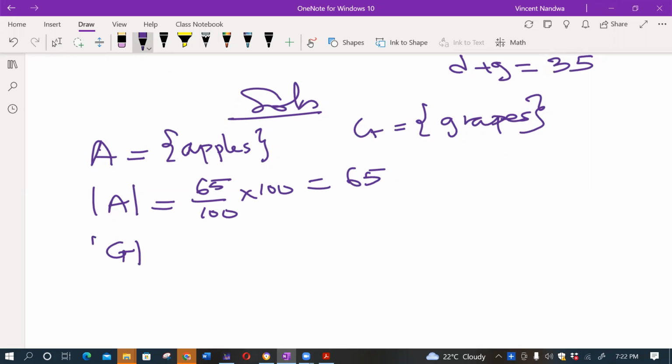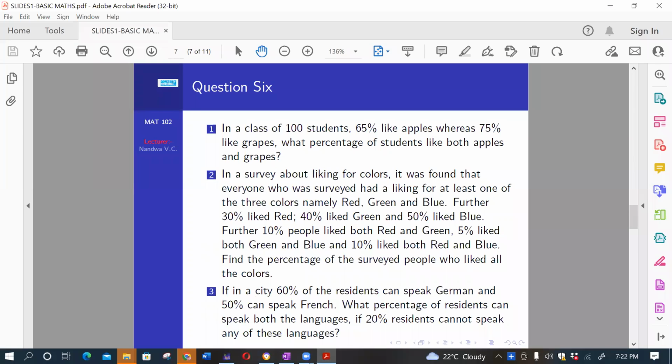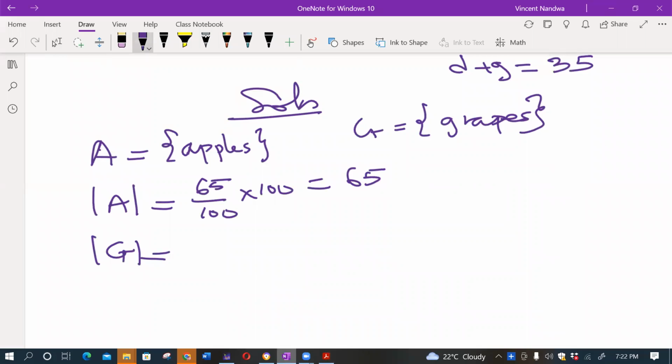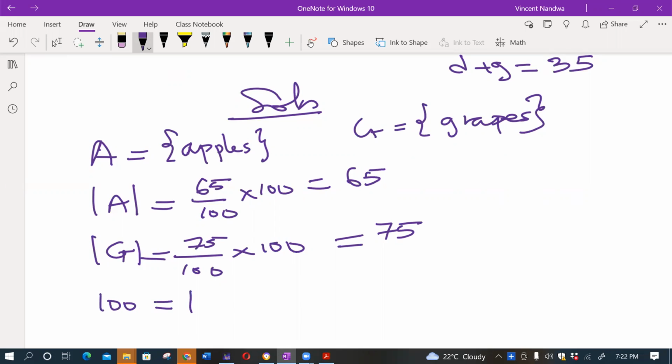And cardinality of G from the equation is very clear. It is 75% of the total 100. So 75% times 100, we get 75. And because there's no information that any of the students in the survey have no liking of the two fruits, then the 100 is what defines the cardinality of the A union G.